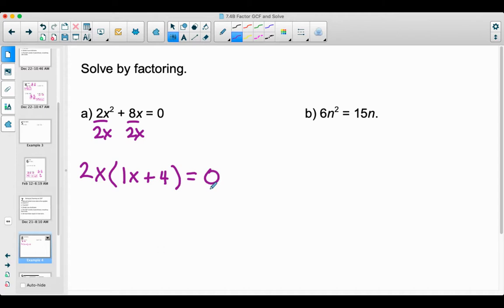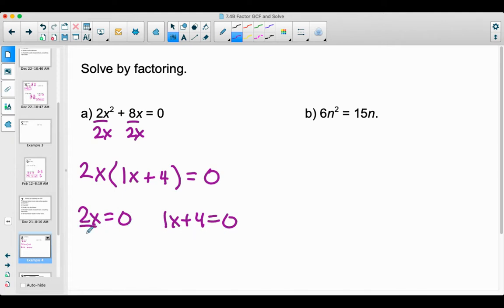So then the last step is to take each part of these, because we all know that if I multiply this times this, whatever x might be, when I multiply two things together and it's equal to 0, at least one of them has to be 0. So that means either the 2x has to be equal to 0 or the 1x plus 4 has to equal 0. One of them would have to be 0 in order for us to say that this entire equation is equal to 0. So we're going to now solve both of these equations.